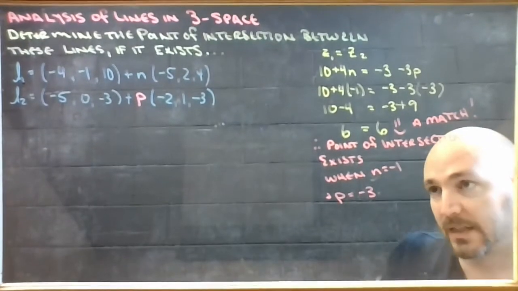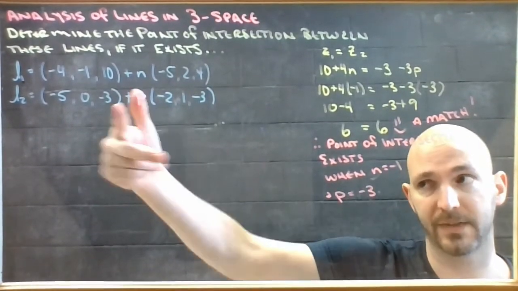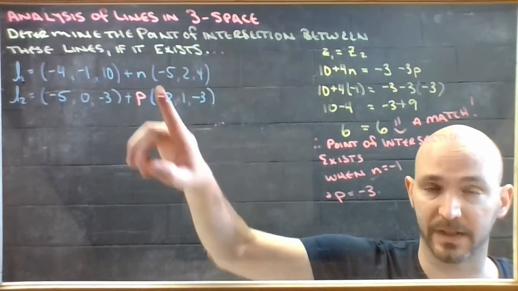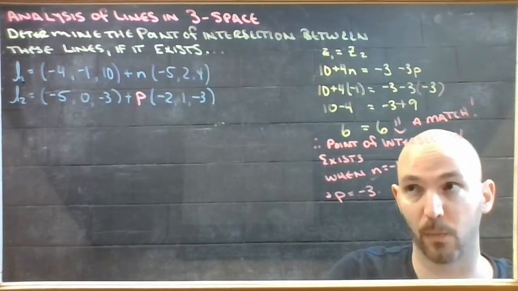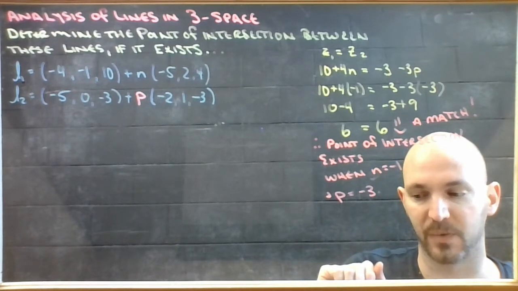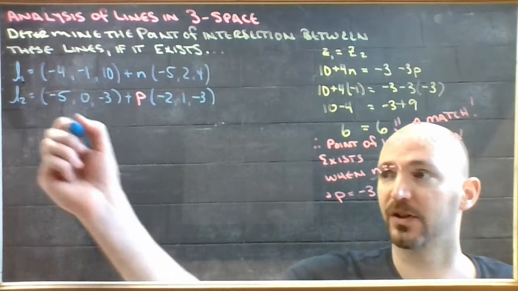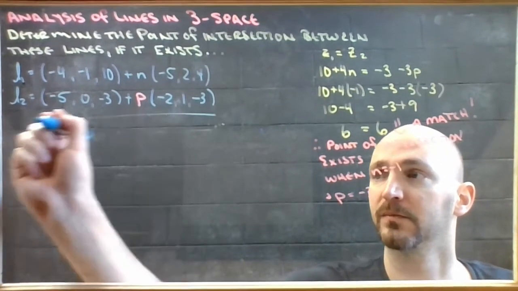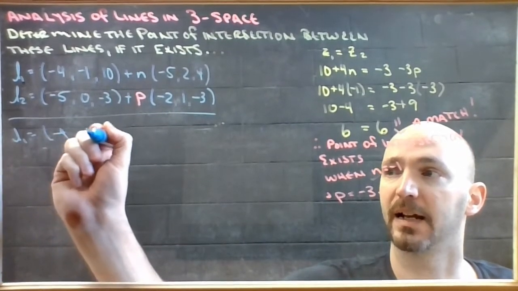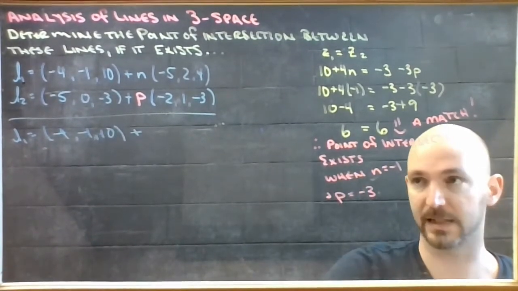And the trick is that I already know n and I know p. So all I have to do is pick one of these lines and drop in the appropriate number, and I will be able to get the location of that intersection point. So I'm just going to choose line 1 just for fun. So -4, -1, 10 plus, and n is -1.